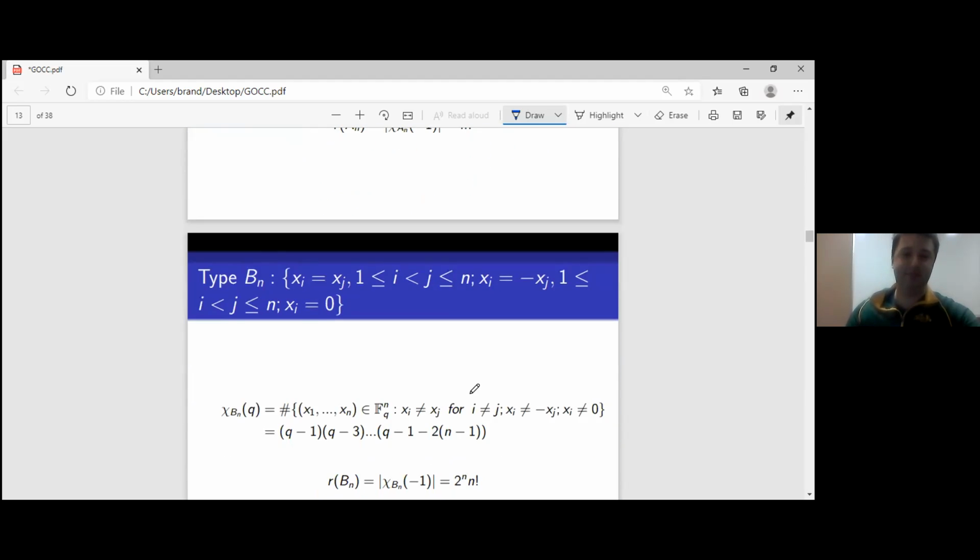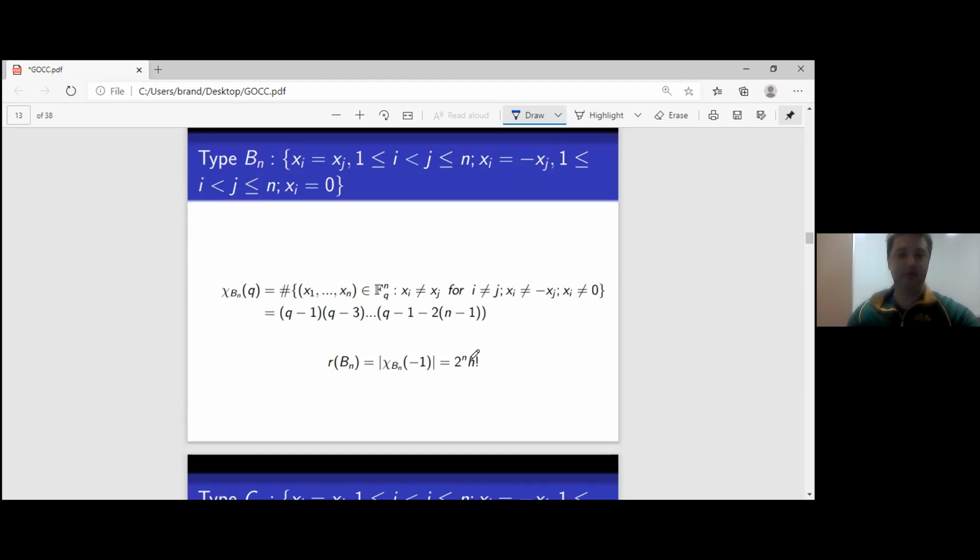And we can do the same thing for type B_n. So, right, this is the condition. Since x_i cannot be 0, it has to be q minus 1 for x sub 1, q minus 3 for x sub 2, because it can't be 0, and it can't be the same as x sub 1. And you keep on doing that, plug in -1, you get 2^n times n factorial. Okay.